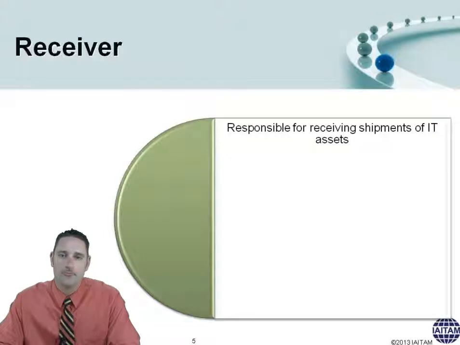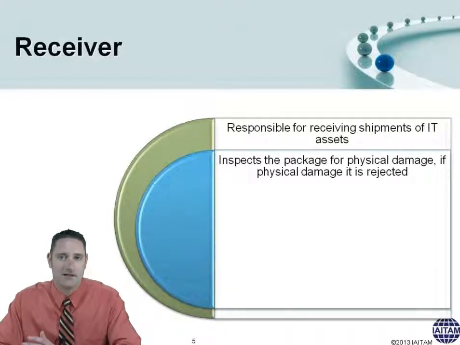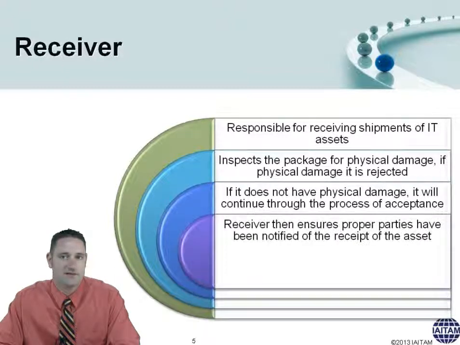The receiver role. The receiver is responsible for receiving the shipments of all assets. Typically, in a normal situation, you have a shipment of hardware or laptops coming into the docks. They'll be the ones that make sure that what is on that pallet is actually what they say it is. So they'll be the ones that go through the shipment to make sure everything's there. They inspect the packages for any physical damage, and if there is, they reject it. And if there's not, they continue through the process of acceptance.